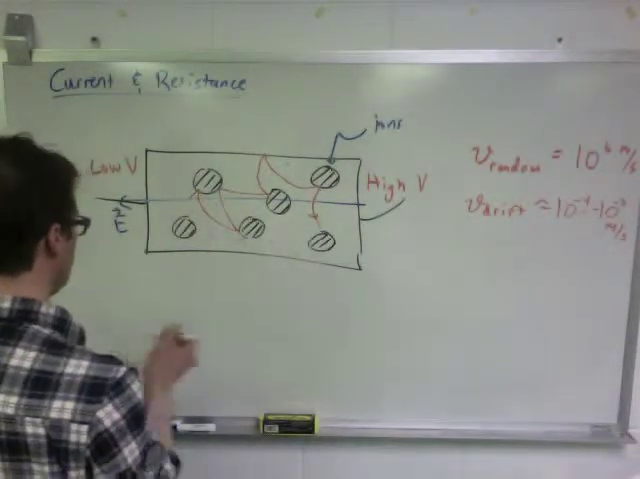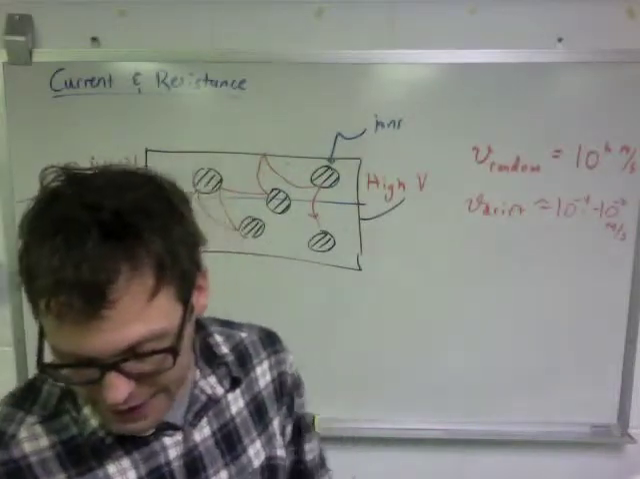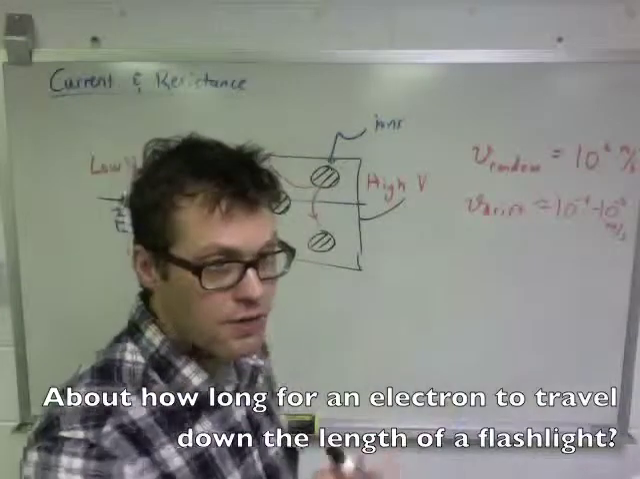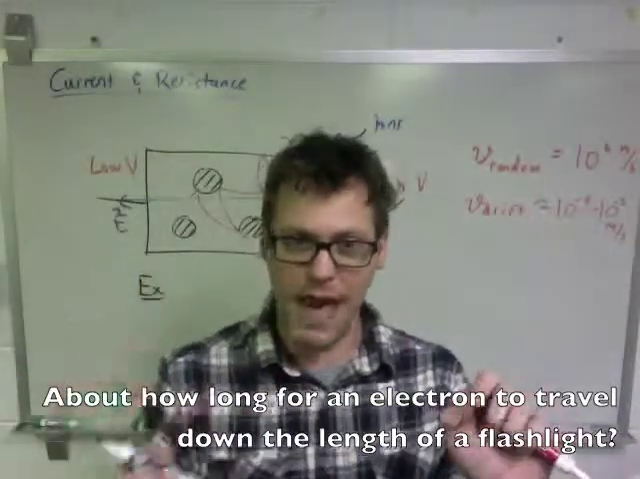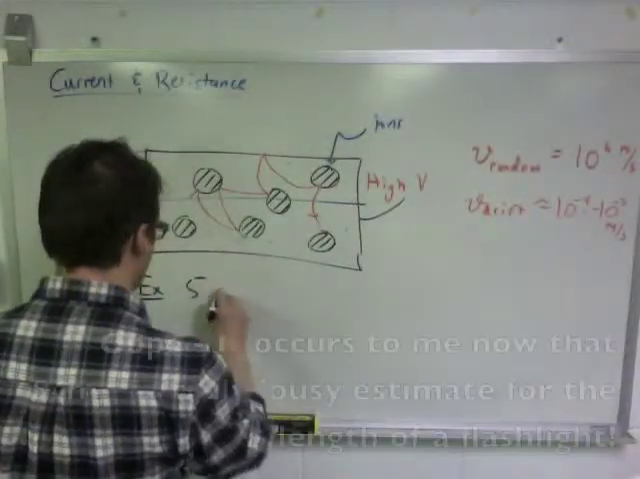As an example, let's calculate how long it takes an electron to get from one end of, say, a flashlight to the other. So you turn on a flashlight, how long does it take a single electron to make it from one end, where the battery is, to the other end, where the light bulb is? And let's say it's about 5 centimeters long.